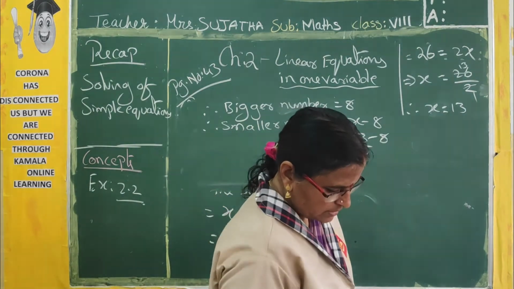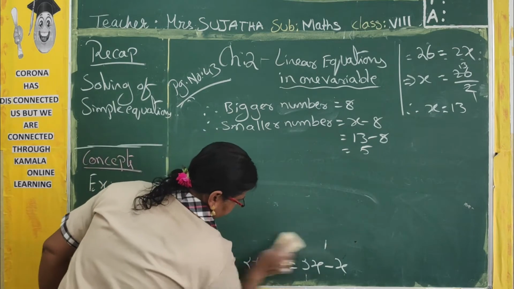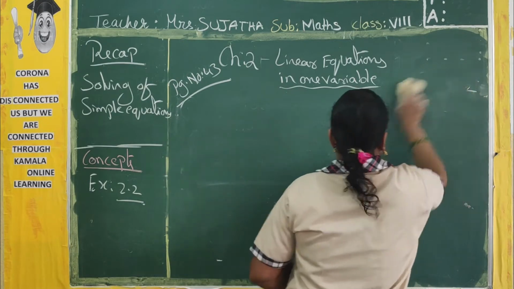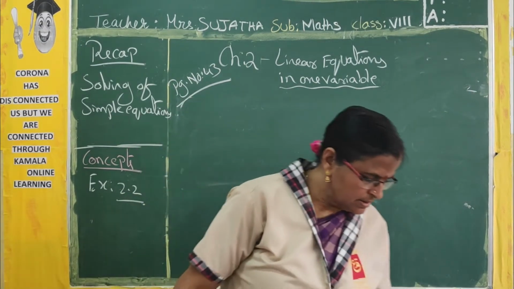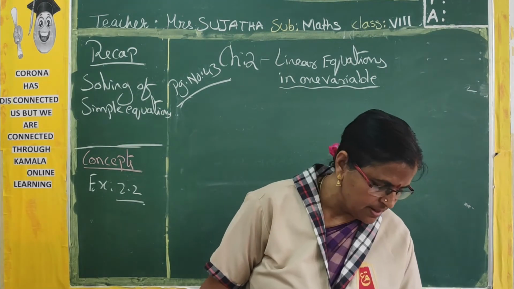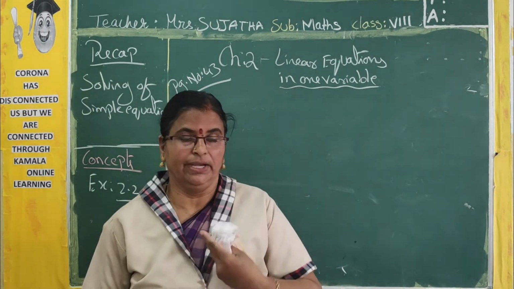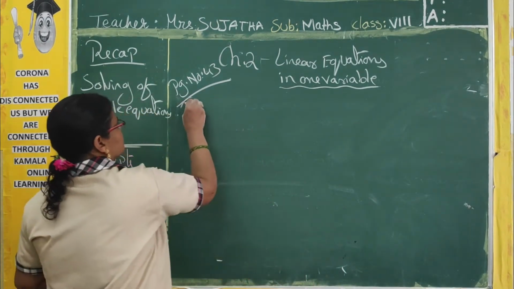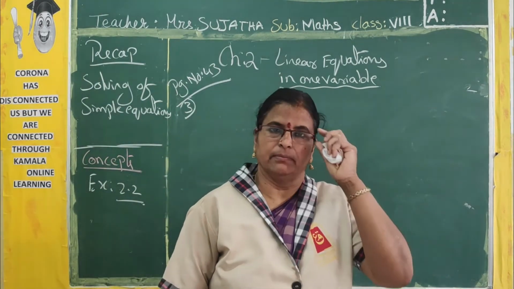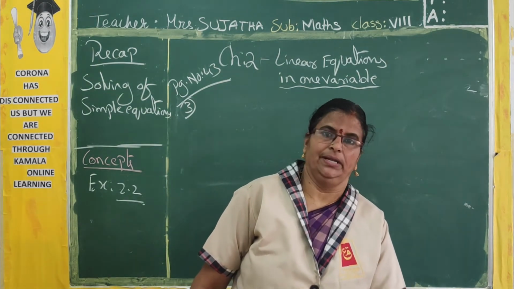Okay? Now, the third one. Now, understood? What are those two numbers whose sum is 58 and difference is 28? Sum is 58, difference is 28. Sum means if you add any two numbers, the answer we can call the sum. The sum is 58. Then the difference is 28.